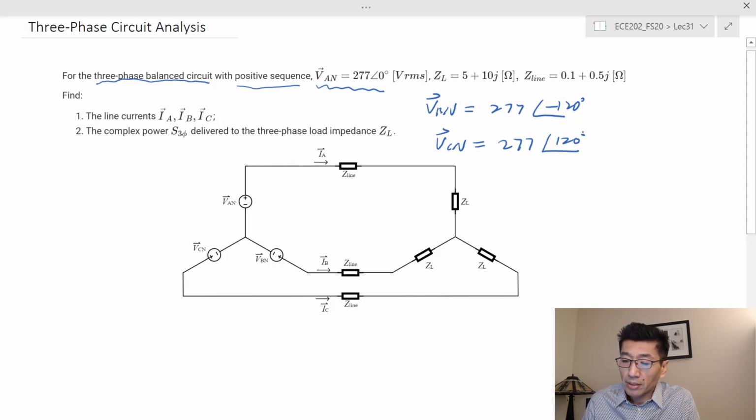If you plot this phasor, the VCN, either using negative 240 degrees or positive 120 degrees, you're going to get the same location on the complex plane. Right? That's just a sort of convention. We don't really let the phase angle go more than 180 degrees.